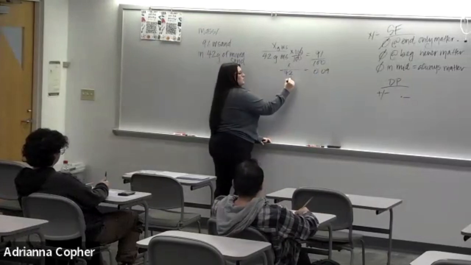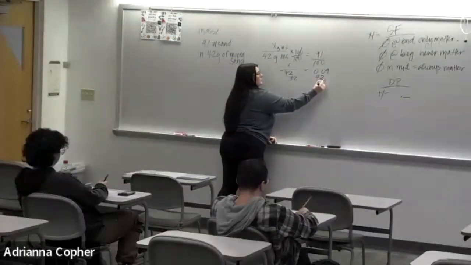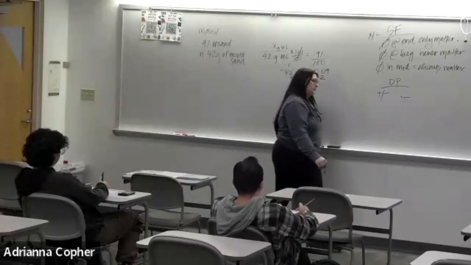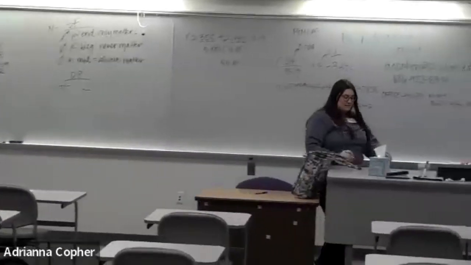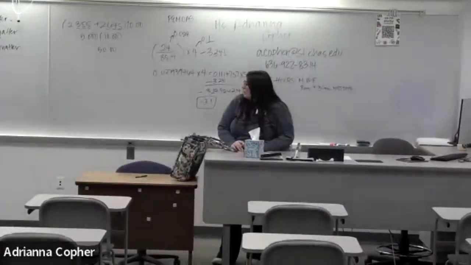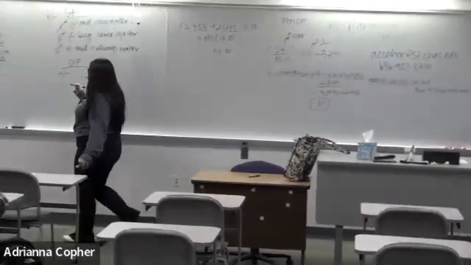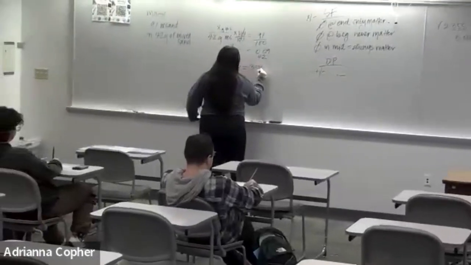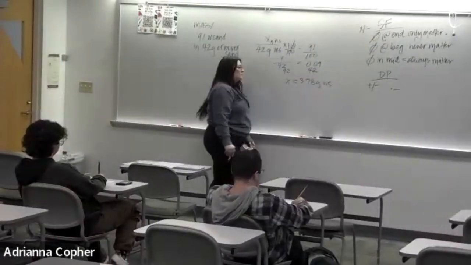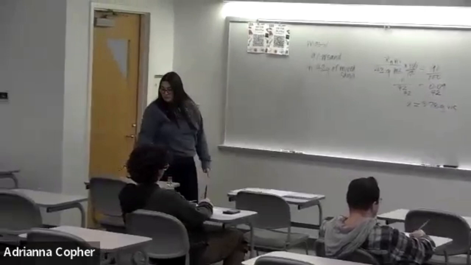And then to get x by itself, I just multiply by 42. Anything you do to one side, you have to do the other. All that has done is taken a percentage of 42. 0.09. Okay. So I have 3.78 grams of white sand. Is that correct sig fig wise?